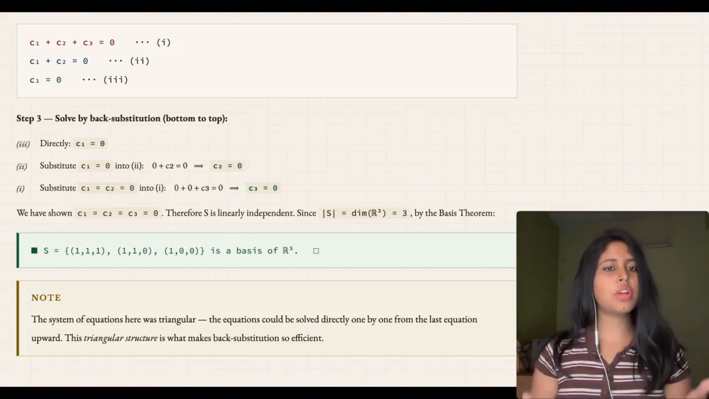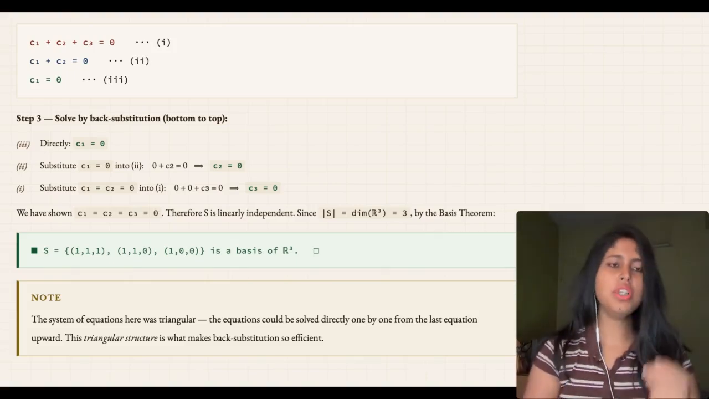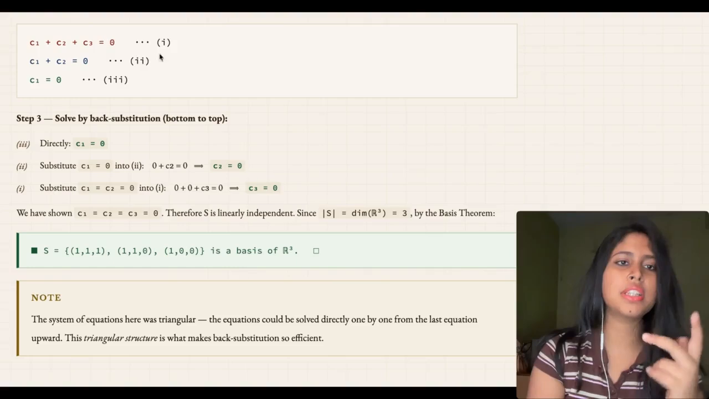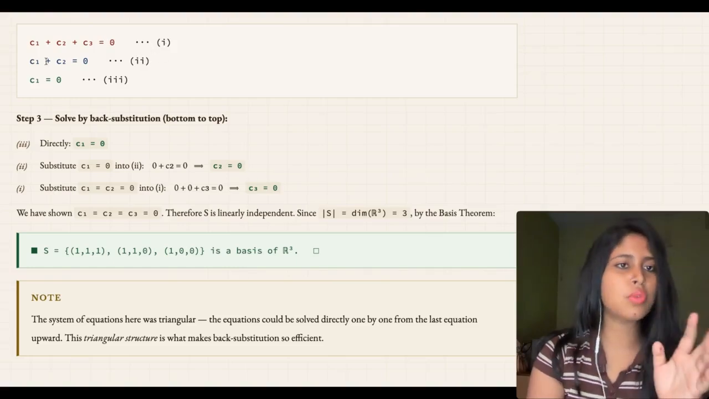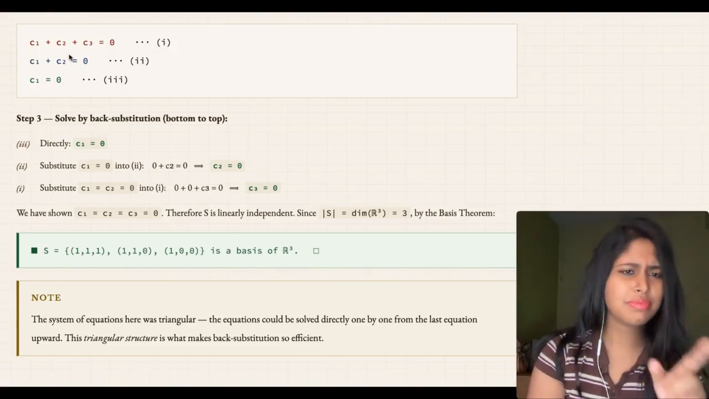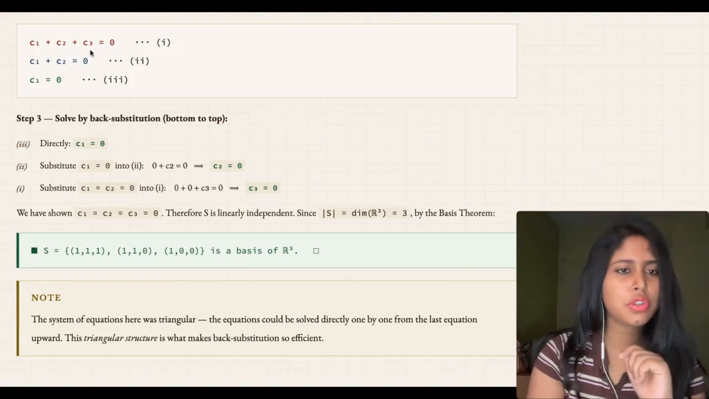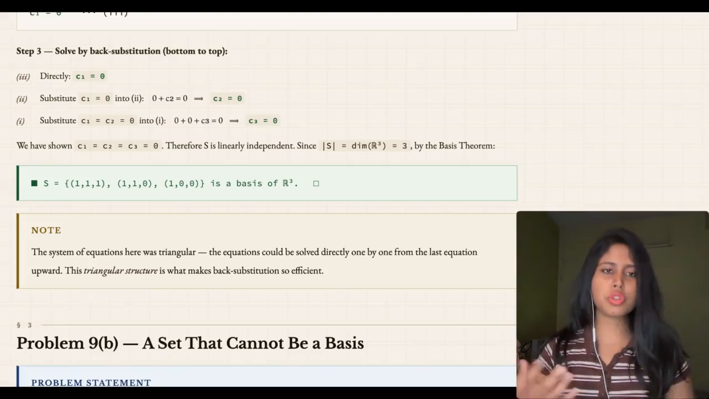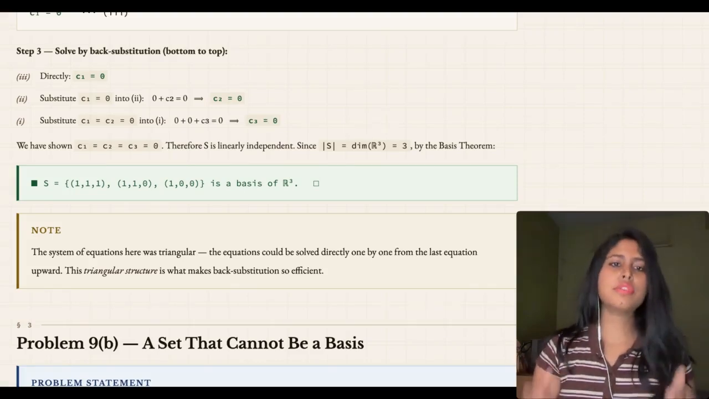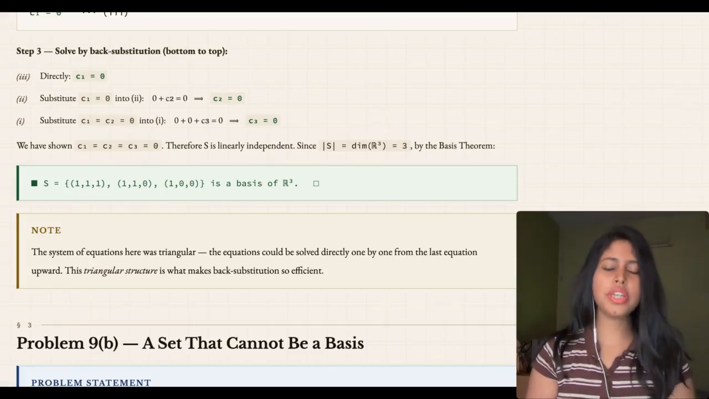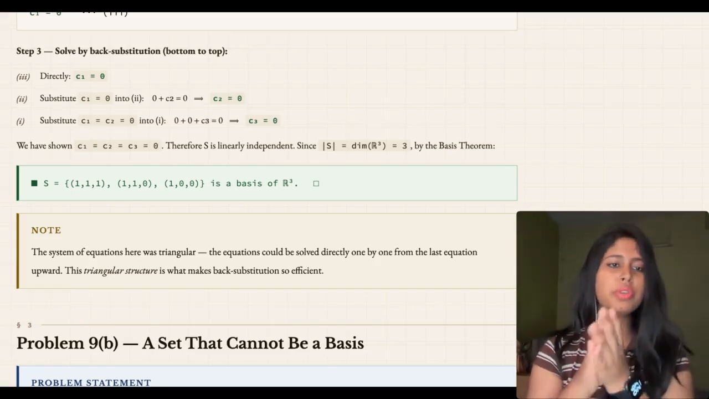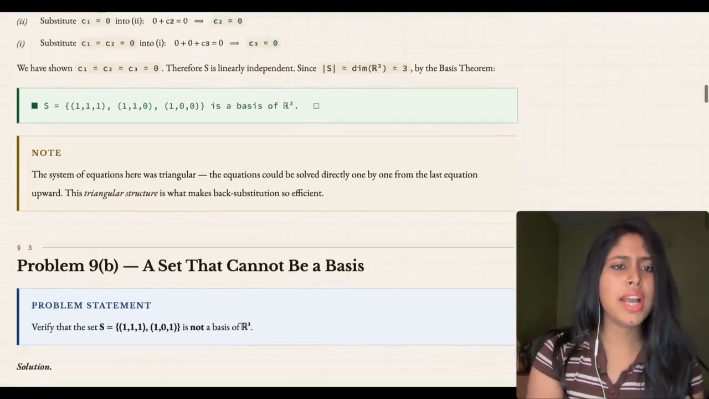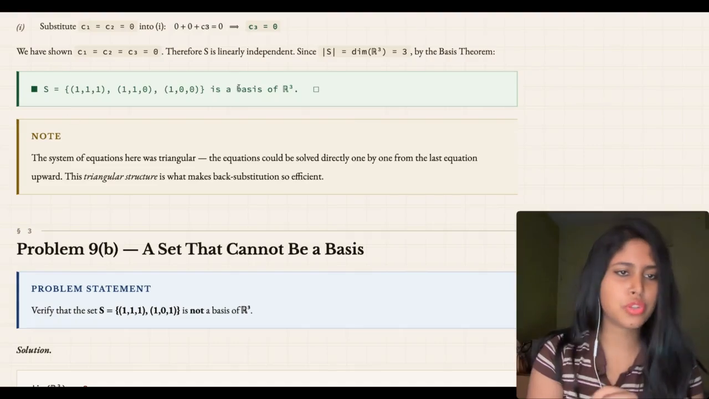Now, since we have got that C1 and C2 both are 0, we put those values in equation 1, and we can see that C3 is also equal to 0, right? So from here we have shown that C1 equals C2 equals C3 equals 0. Therefore, S is linearly independent. This is by the theorem which we have proved, and S is a basis of R3.